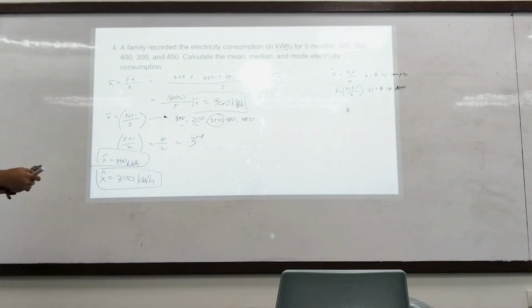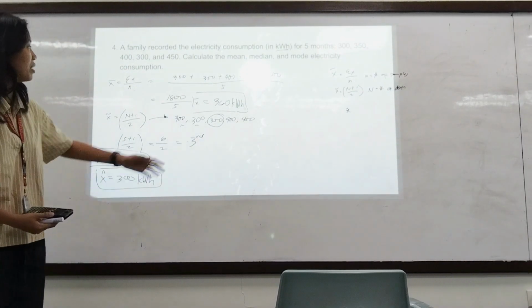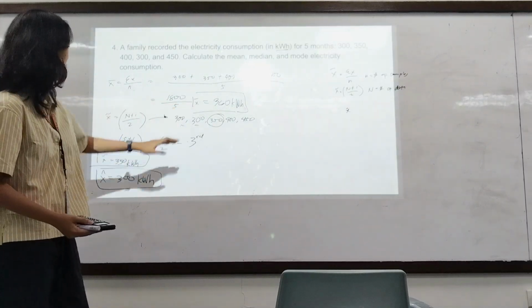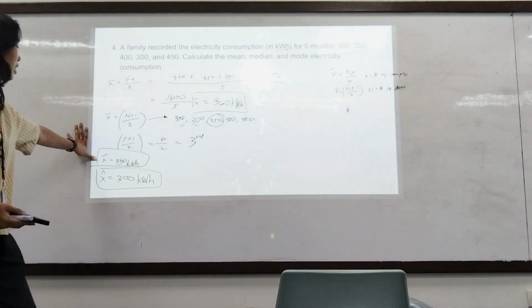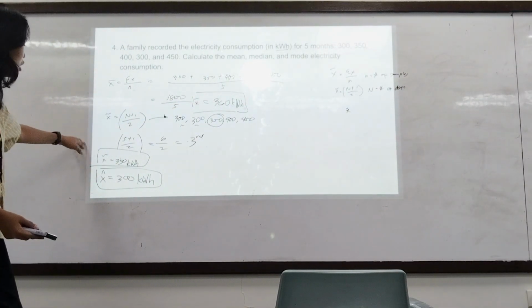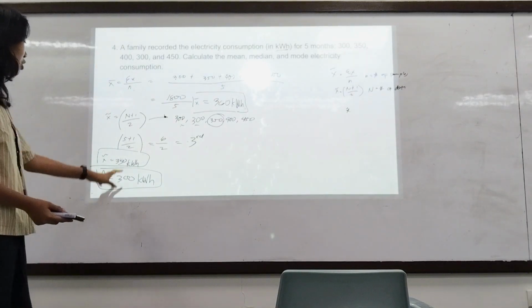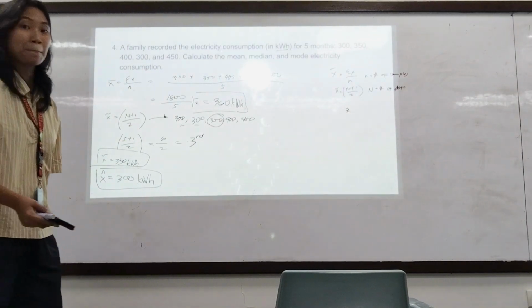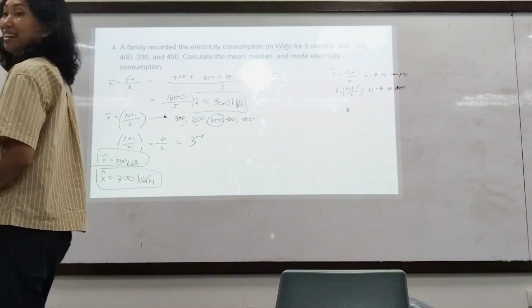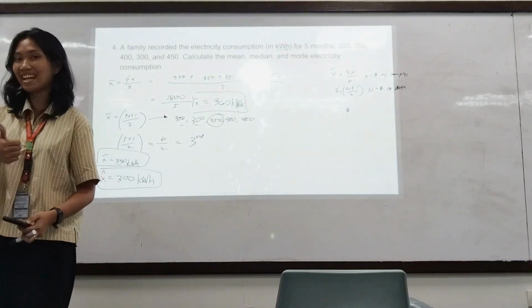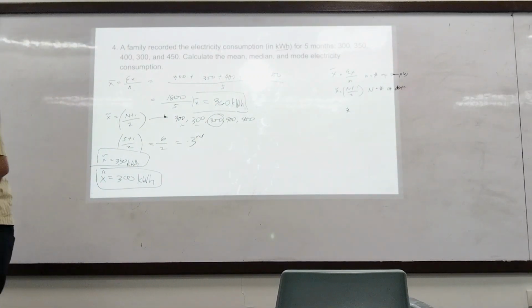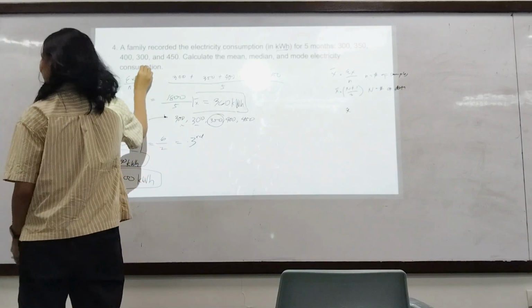Alright. So that's it. This is the mean, which is 360 kilowatts. This is the median, the 350 kilowatts, and the mode, 300 kilowatts. Okay. Now, this is the last example.